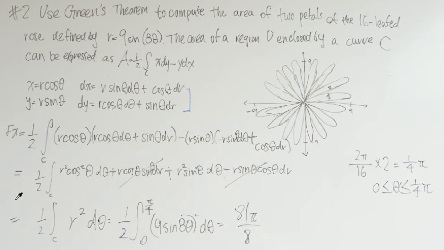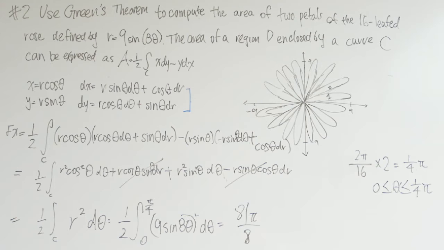And if you plug it in, it becomes A equals 1/2 integral C, because we don't know the region yet, r cosine theta times (r cosine theta d theta plus sine theta dr) minus r sine theta times (minus r sine theta d theta plus cosine theta dr).